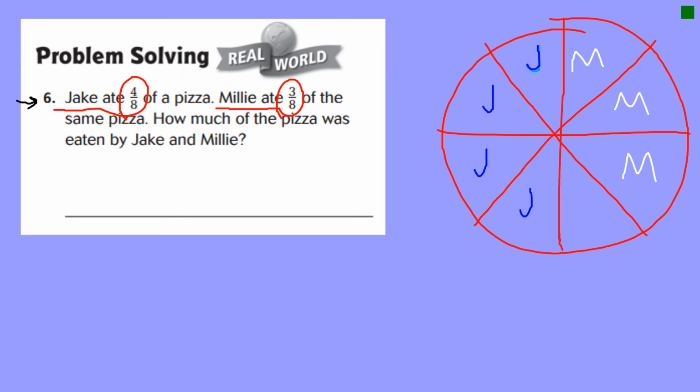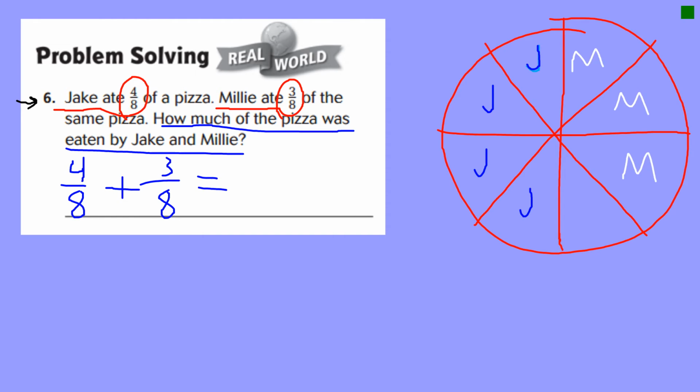And let's see, what are they asking us again? How much of the pizza was eaten by Jake and Millie? So let's see. Jake ate 4/8 plus the 3/8 that Millie ate equals 1, 2, 3, 4, 5, 6, 7. 4 pieces out of 8 plus 3 pieces out of 8, 7/8. How much of the pizza was eaten? 7/8. Beautiful.